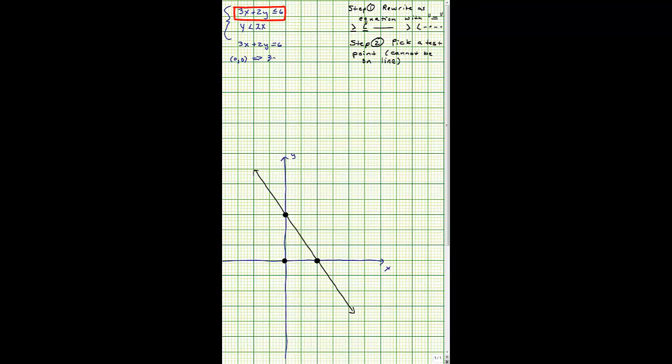So let's take that point (0, 0), and we're going to plug it into my original inequality. So now we're going back to the inequality. X is 0, y is 0, so I end up with 0 is less than or equal to 6. That is true. Since it's true, what I'm going to do is shade the side that contains that test point. That is, since (0, 0) makes this inequality true, everything on that side of the line makes this inequality true.